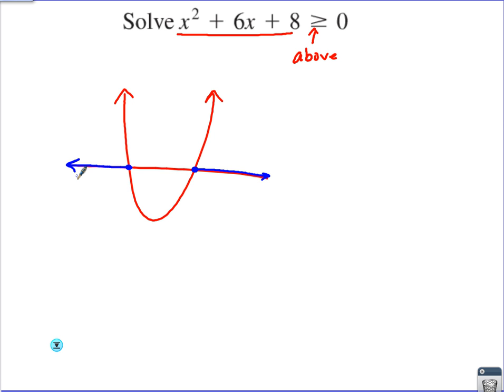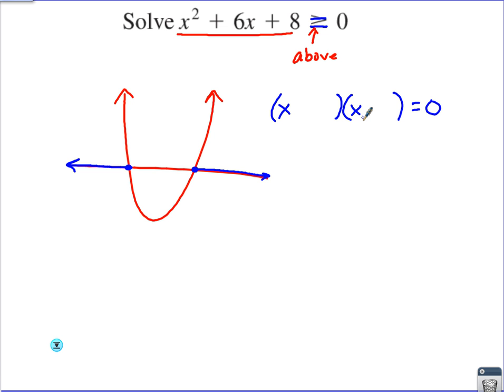But the problem is we need to know, first off, what these dots are. Where is it equal to 0? So first thing you're going to do is replace that greater than or equal to with equal and solve this. Reminder from yesterday and previous lessons, to solve a quadratic equation, you can either factor, best way is factor, or use the quadratic formula. This one's very factorable. X squared plus 6x plus 8, let's factor that.